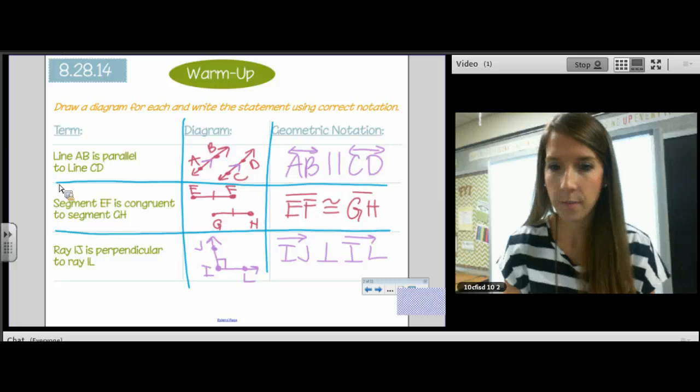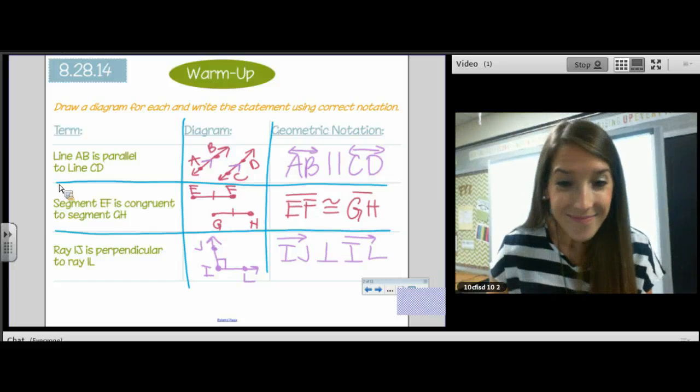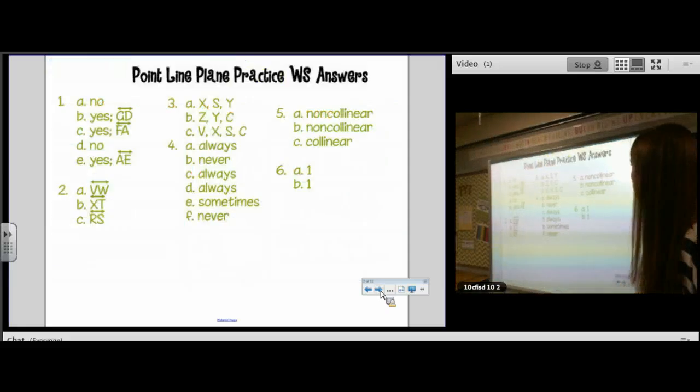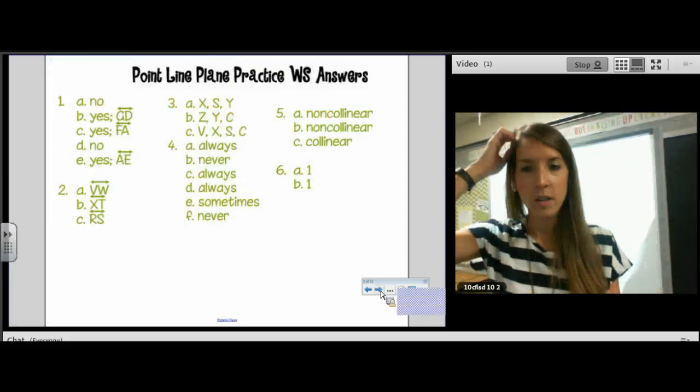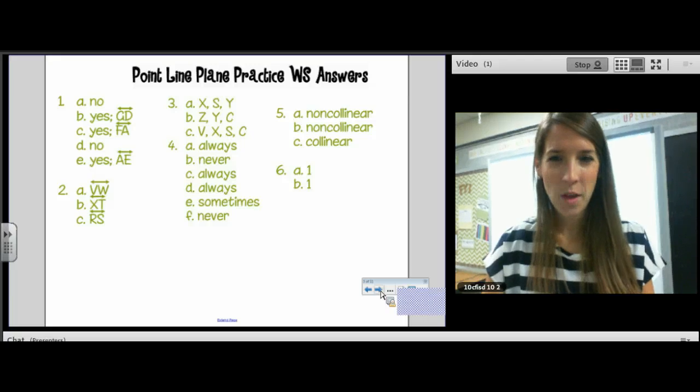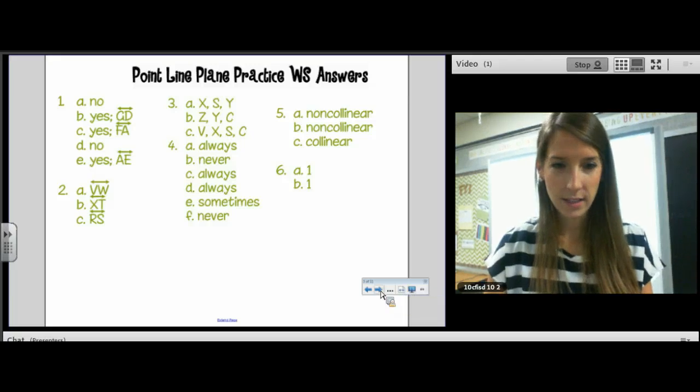Everything looking good there? Okay, let's move on to checking our homework. Here's page 1 of the answers. I will show more answers in a minute. Point, line, plane practice.